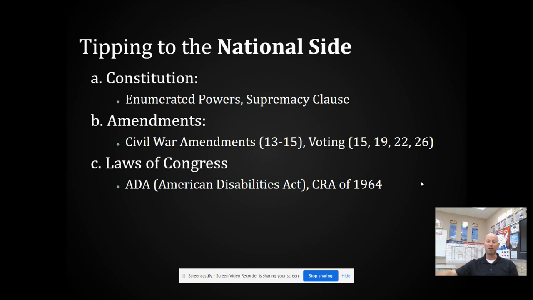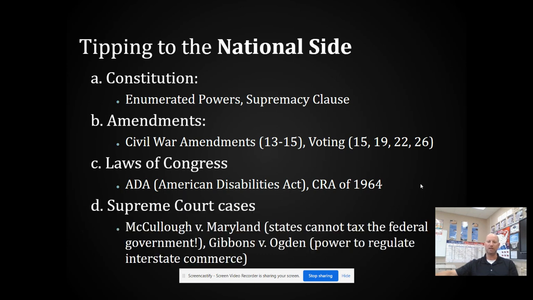But will there be laws that we see in the future that are going to tip the scale inside of the national government when it comes to voting and mail-in voting? All right, let's talk about Supreme Court cases.